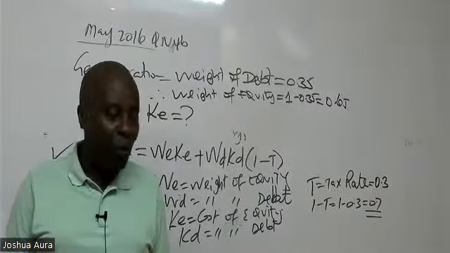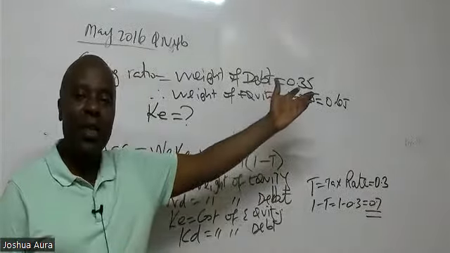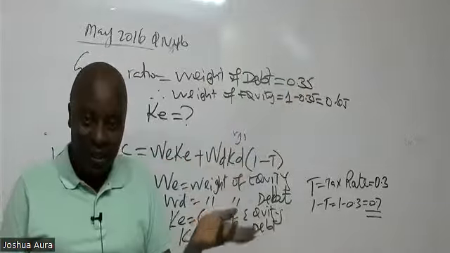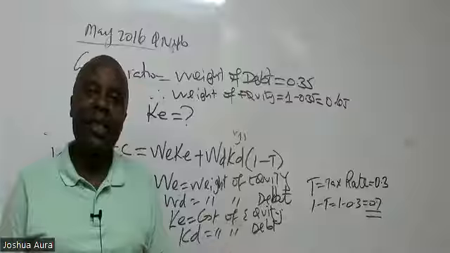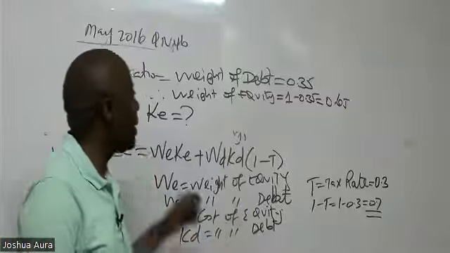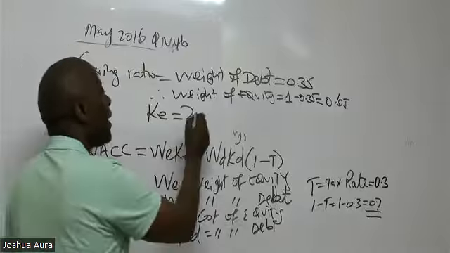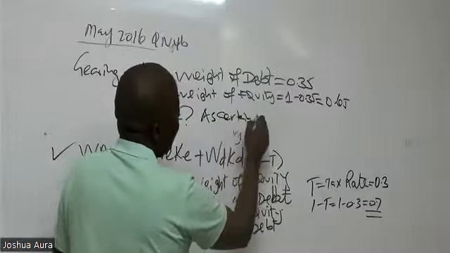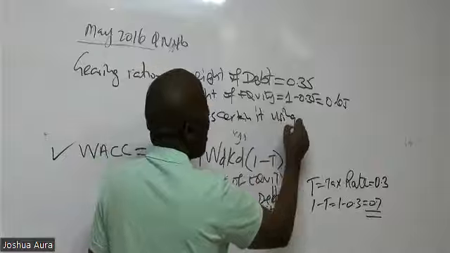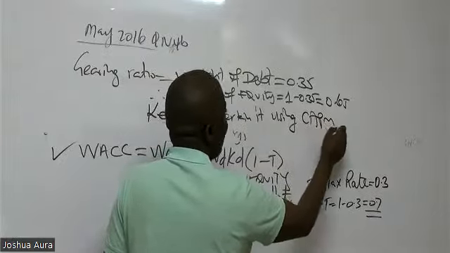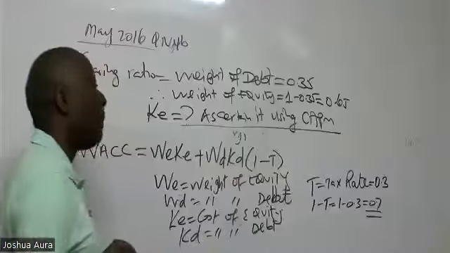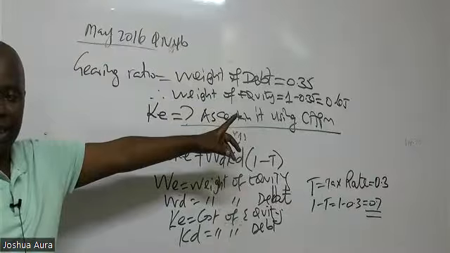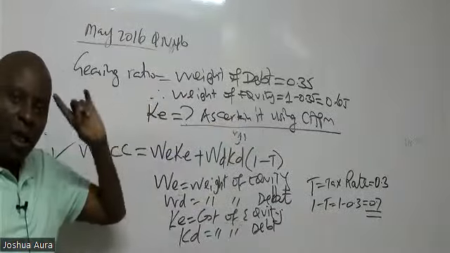For getting cost of equity, I could either decide to use the dividend valuation model, if information is given. But in most cases, cost of equity is ascertained. In this case here, we shall ascertain it using CAPM. For the lovers of football, CAPM is very important. So I shall ascertain it using CAPM.